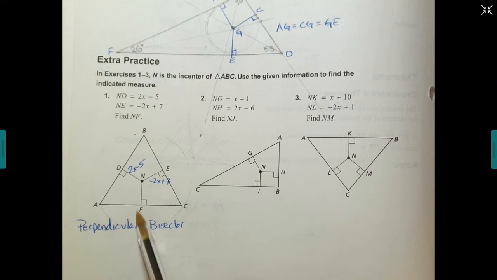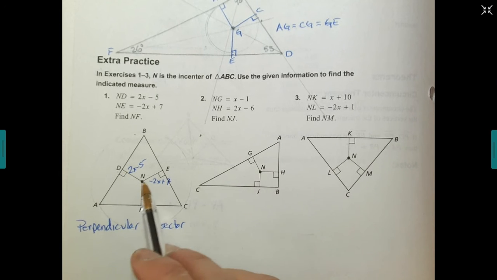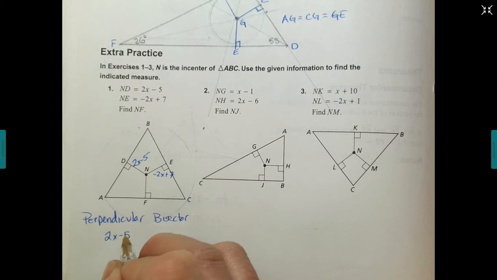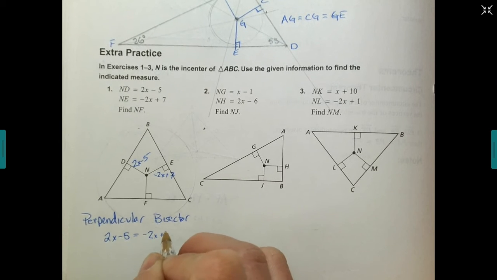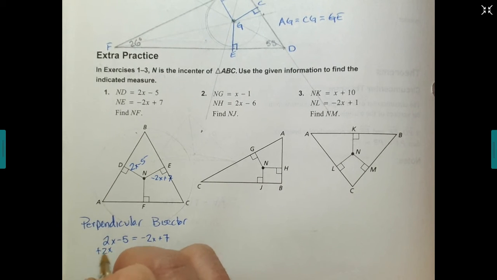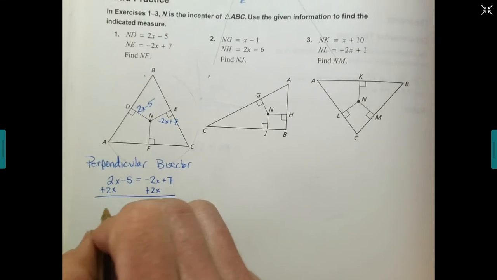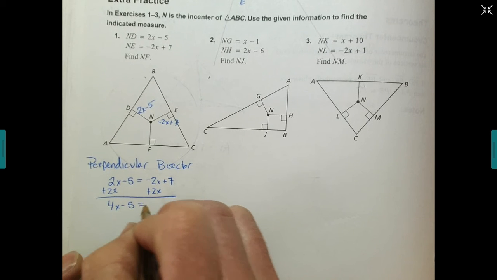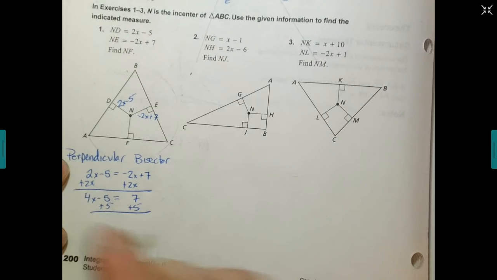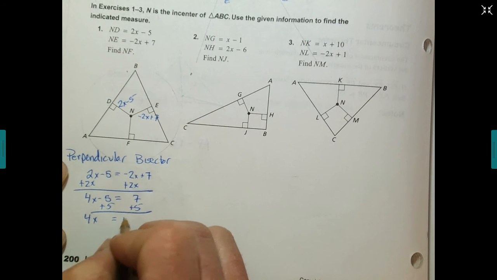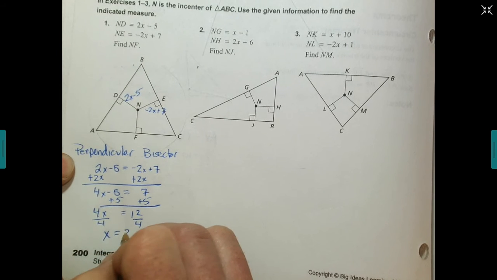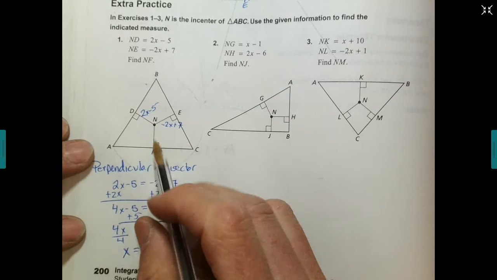Find NF. So what's this length? Well, what do I know about these two? They're equal. So 2x minus 5 equals negative 2x plus 7. Let's make the x positive, so I add it on both sides. I get 4x minus 5 equals 7. Add 5 to both sides. We have 4x equals 12. Divide by 4, x equals 3. Great, so NF is 3.